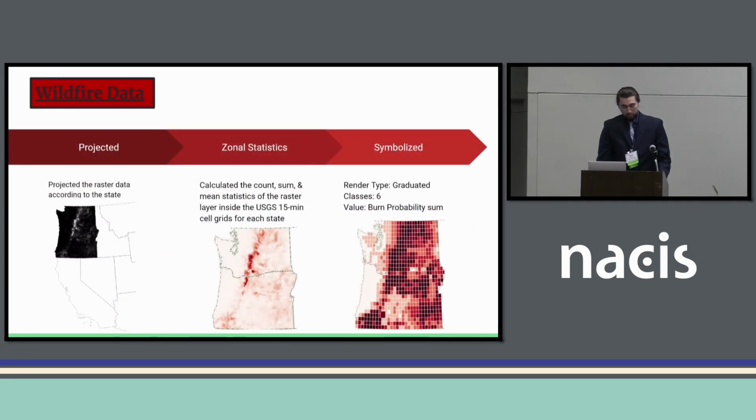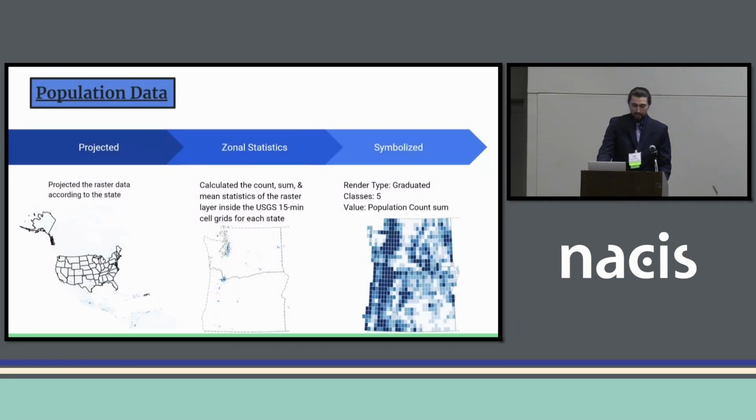And now this is the workflow for the data sets. I began by reprojecting the raster datasets according to the state. Then I performed the zonal statistics using the USGS 15-minute cell grids for the vector boundary zones. After that, I symbolized the outputs. And I repeated the same steps for the population data.